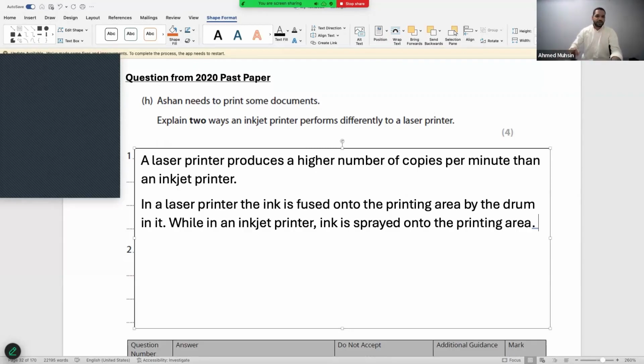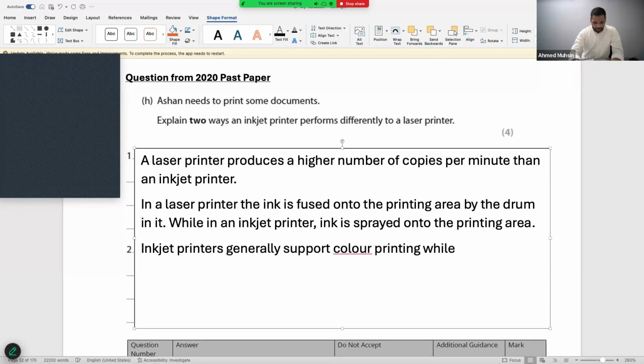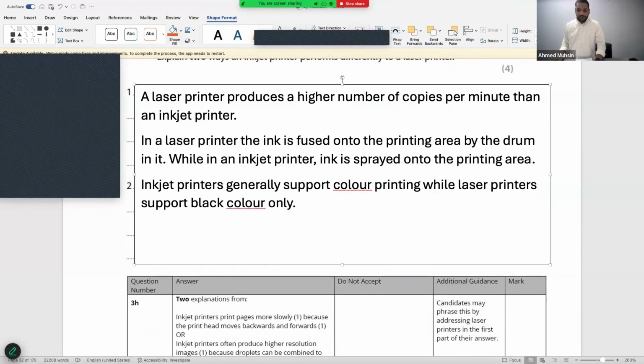If there is space, should I take down one more answer, which you told me? You said something about color. Inkjet printers generally support color printing, while laser printers generally support black color only. Come on, guys. We're going to keep moving from here. We are moving down then, guys.